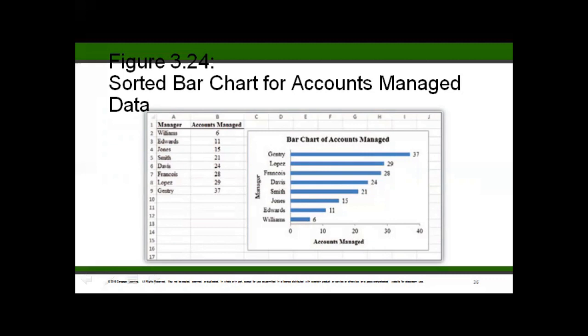Step 1, select cells A1 to B9. Step 2, right-click any of the cells A1 to B9. Choose Sort, click Custom Sort. Step 3, when the Sort dialog box appears, make sure that the checkbox for My Data has headers is checked. Choose Accounts Managed in the Sort By box under Column. Choose smallest to largest under Order. Click OK.